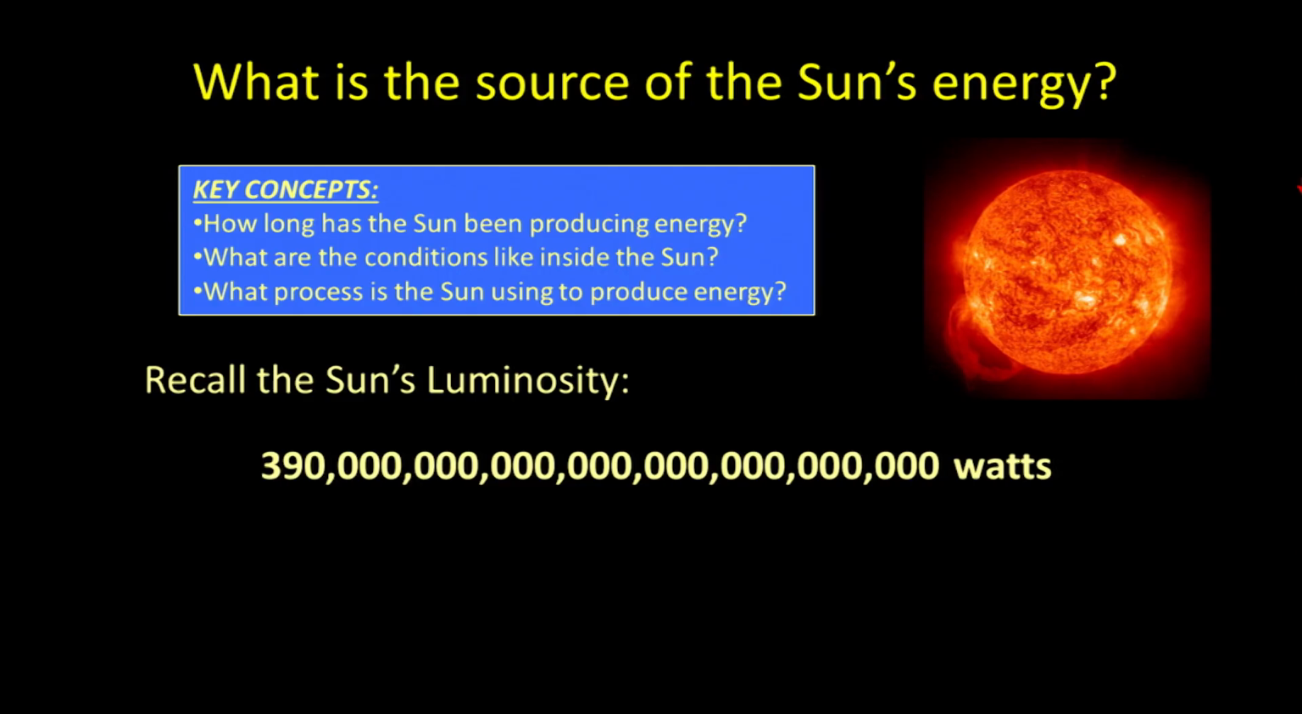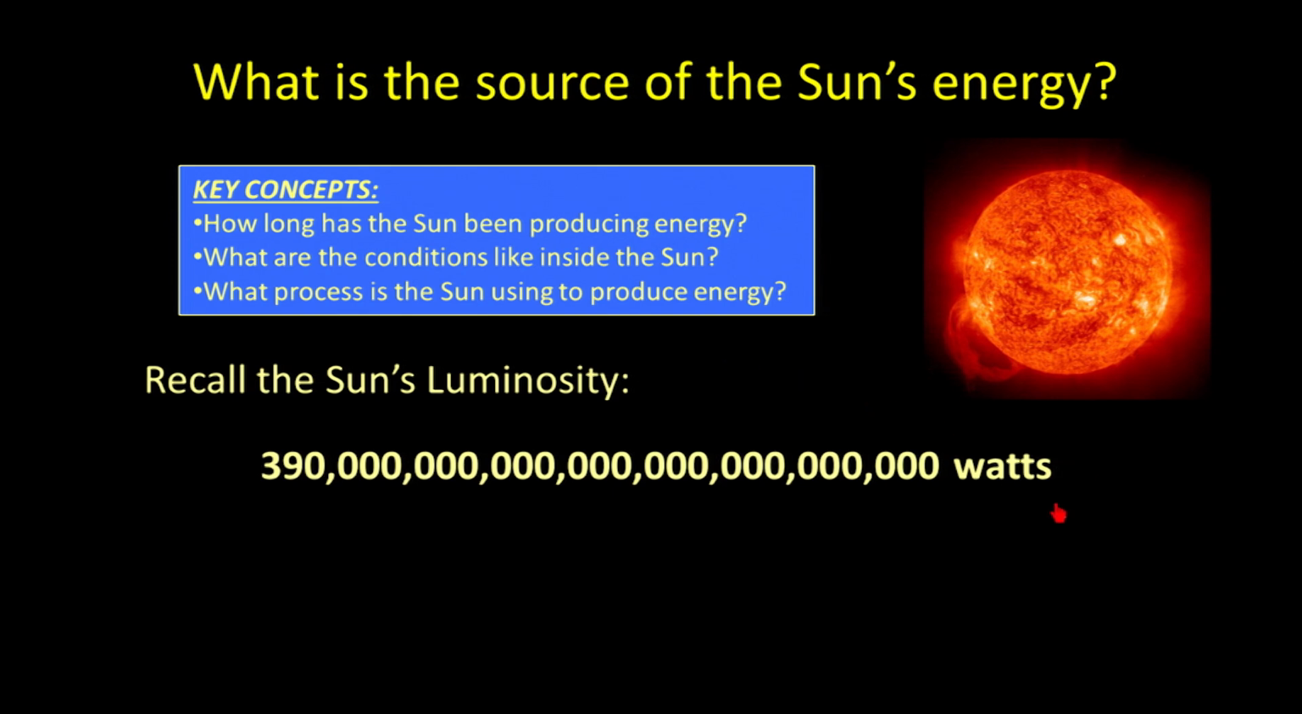In this video, we're going to pay attention to the different ways that an object in our universe can produce energy, and of course, we'll concentrate on what the sun is doing. What you'll notice on the screen are the key concepts. We're going to talk about how long the sun has been producing the energy that it does, what the conditions are like inside of the sun, and then eventually we'll get to the process the sun is using to produce the energy that we see coming from its surface.